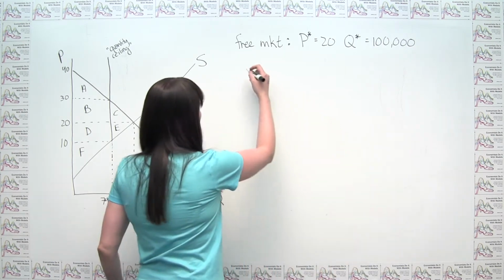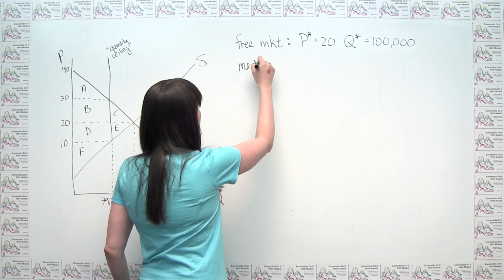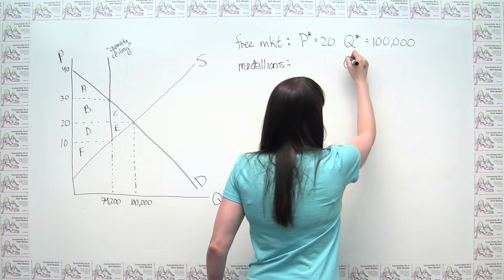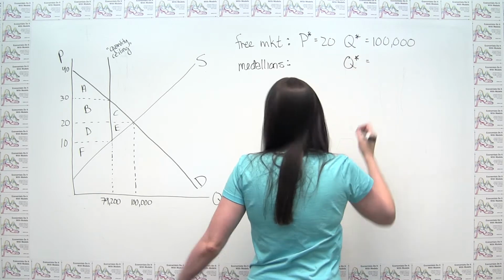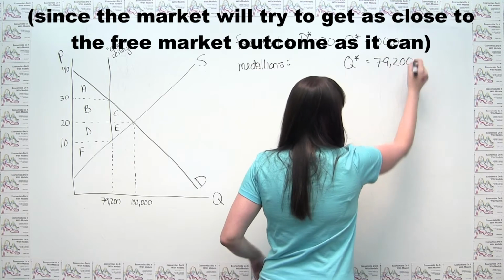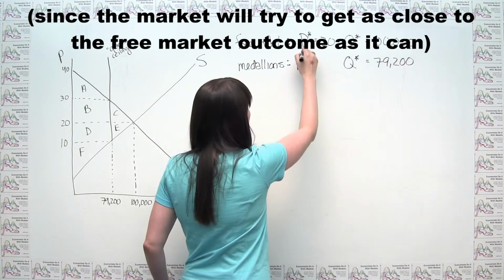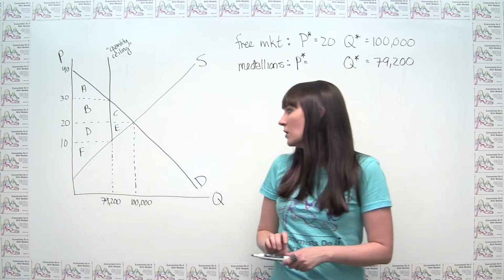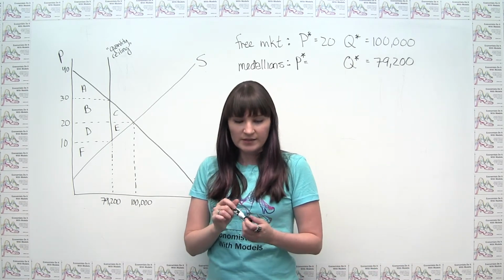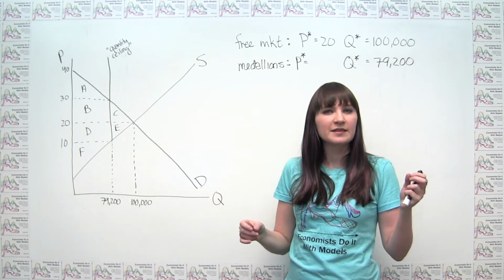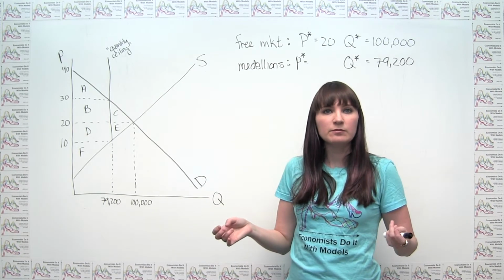So we could come over here and say, with our medallions, at least we know that our Q star is going to be $79,200. And then the next question is to figure out what our equilibrium price is going to be. There are a number of ways to think about this, and it's both pretty simple to figure out, but also slightly less simple than it might seem.